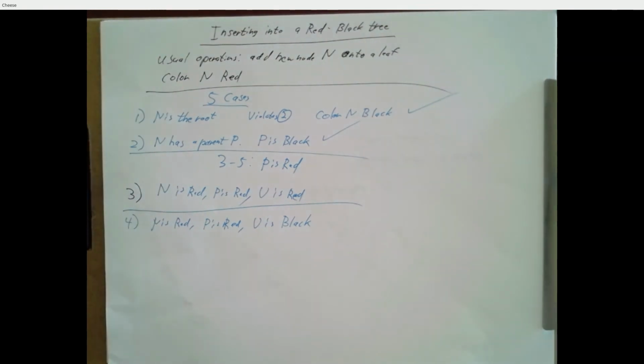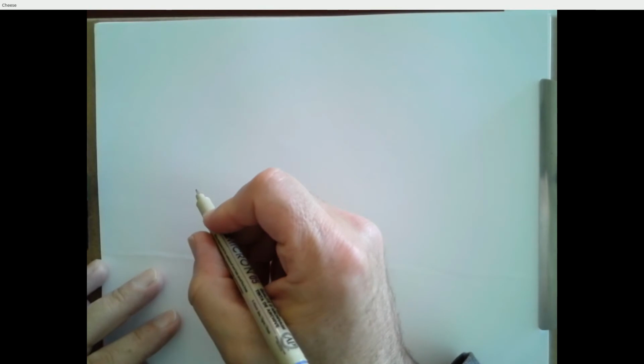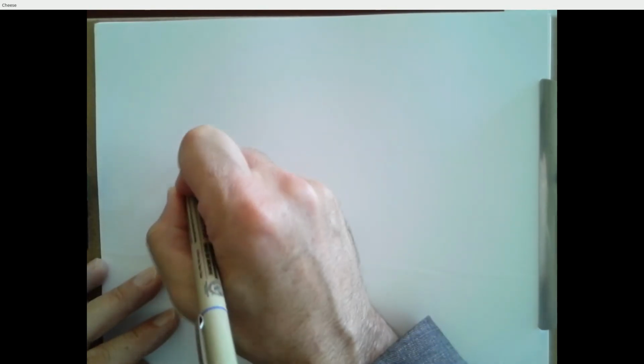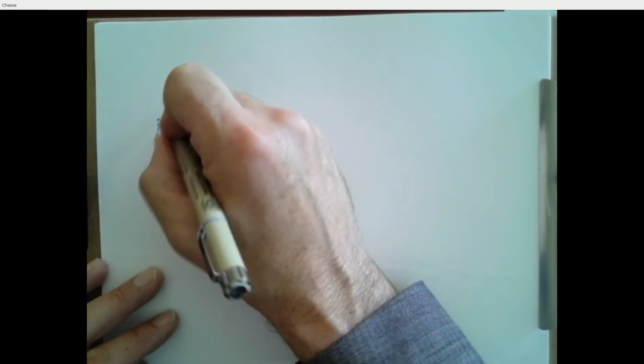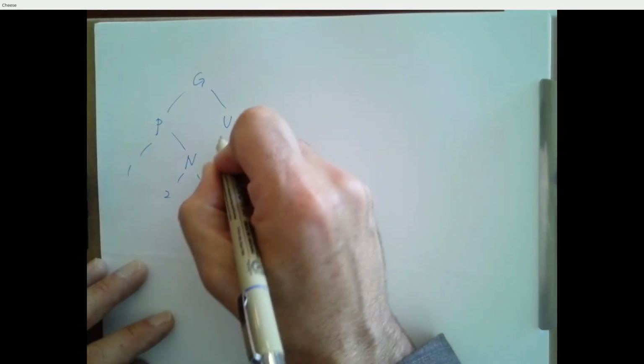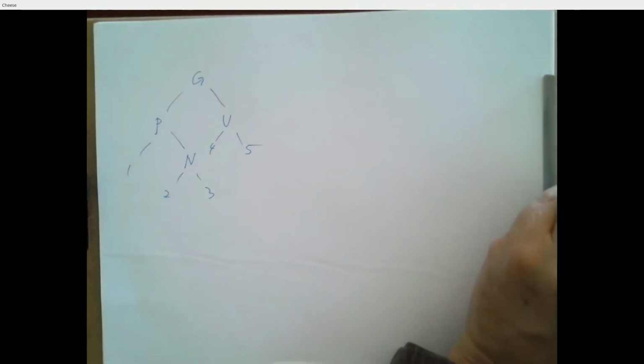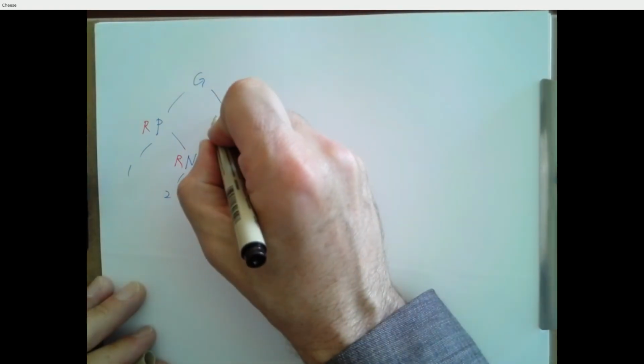All right, so case 4, you've got an uncle and the uncle is black, and I'm going to draw it as follows. So case 4 is going to be, here's the node that you just inserted. Here's your parent. Here's your grandparent, here's your uncle, here's some subtrees. And in case 4, the new node you inserted is red, your parent is red, your uncle is black, and your grandparent has to be black because it has a red child.